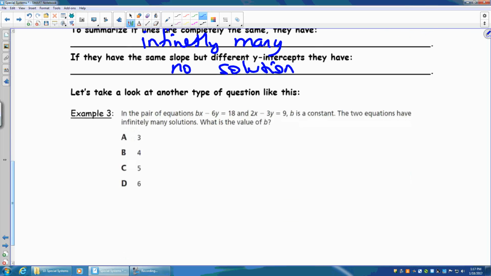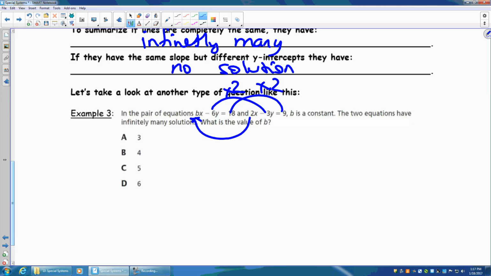All right, so another type of question that I've seen that's similar to this, the same topic but asked a little bit differently, is example 3. In this pair of equations, b is a constant. So what can I plug in there to have infinitely many solutions? So let's take a look at this. What did I multiply 9 by to get 18? Or what can I multiply 3 by to get 6? Well, obviously I could multiply them both by 2, couldn't I? So what do you think I need to multiply 2 by to get b?